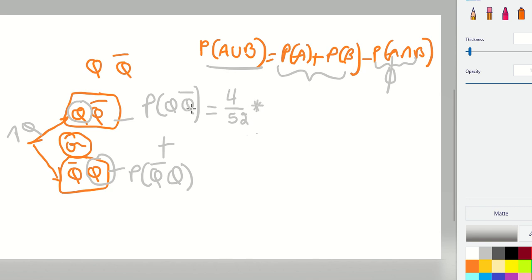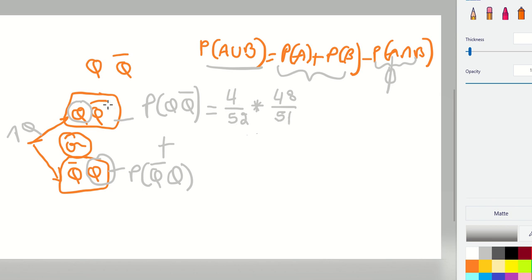So how many not queens do we have? We have 48 cards that are not queens, but you're going to divide by 51. Why are we dividing by 51? Because the first card has already been drawn. So you have one card that was already taken out. You're left with 51 cards.